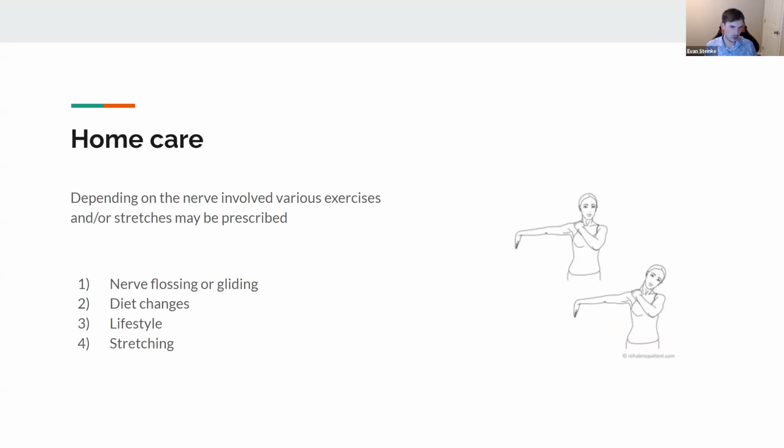So let's talk a little bit about what can people do at home? Is there anything? And the answer is yes. Various exercises and stretches go a long way to helping nerve pain. Depends on the condition and the nerve, right? So the first one I'm going to talk about is nerve flossing or nerve gliding, two different names for essentially the same process. And it's pretty straightforward. And I'm going to walk people through an example.